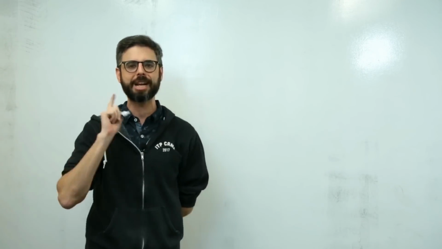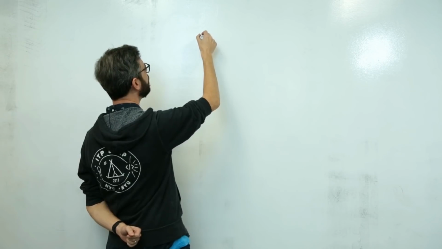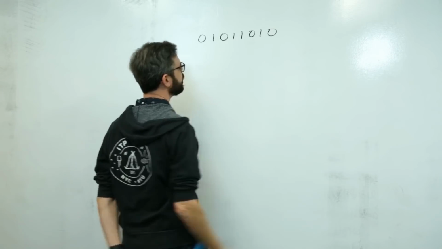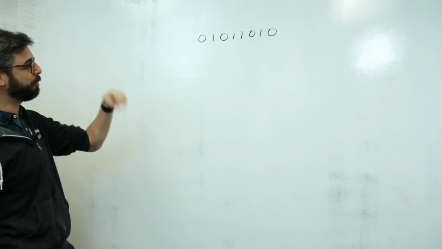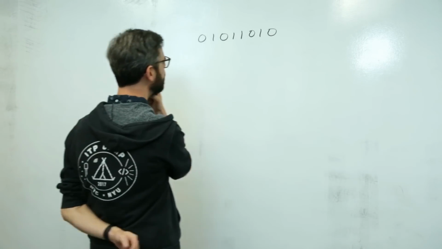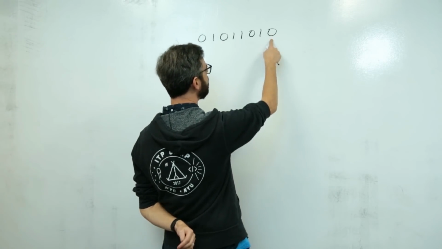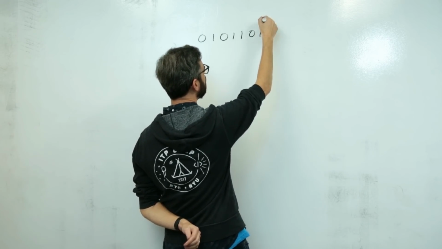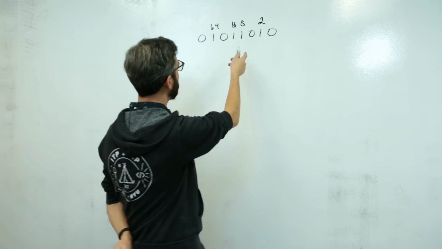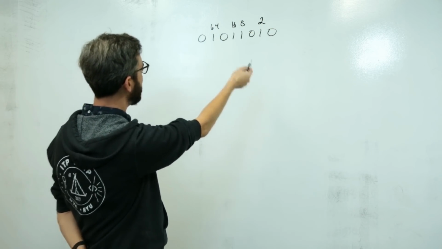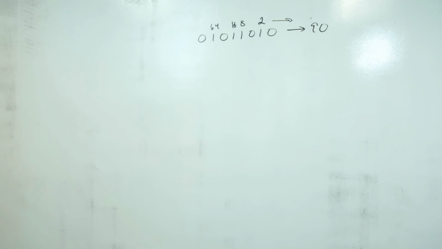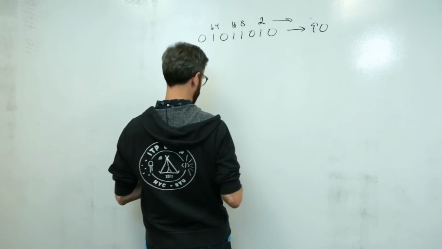So let's say, for the sake of argument, that we have the number 0, 1, 0, 1, 1, 0, 1, 0. First of all, I need to convert this into decimal. I don't need to do bit shifting for that, but just to think about it. This is 2 plus 8 plus 16 plus 64. So that's 80 plus 10 is 90. So this number is 90.